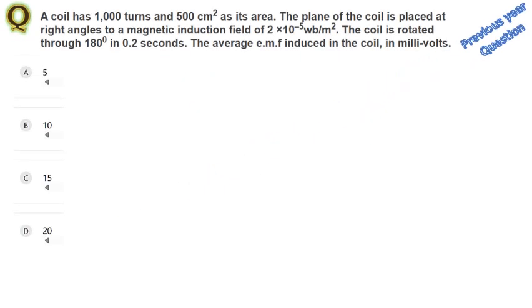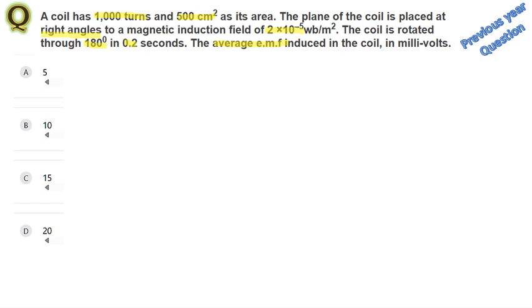Next problem here. A coil has 1000 turns, the n value they have given, and the area here is 500 centimeter square. See, centimeter we have to convert into meter, so 10 power minus 2 whole square will be there. And the plane of the coil is placed at a right angle, see here, right angles to the magnetic field, which is 2 into 10 power minus 5 Weber per meter square. Now in that particular area the magnetic induction they have given, the coil is rotated through 180 degree in time 0.2 seconds. So what they are asking here is the average EMF induced in the coil.